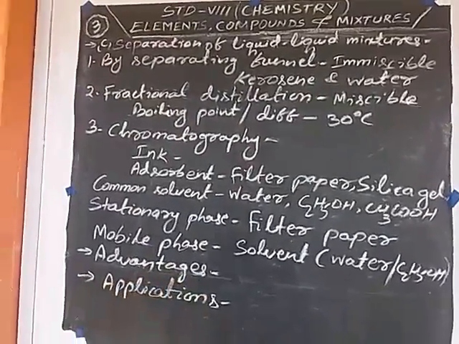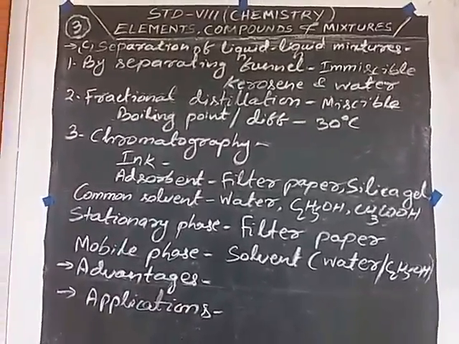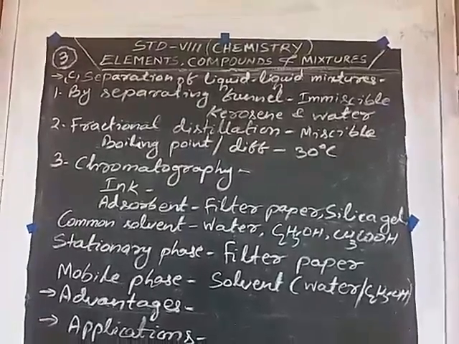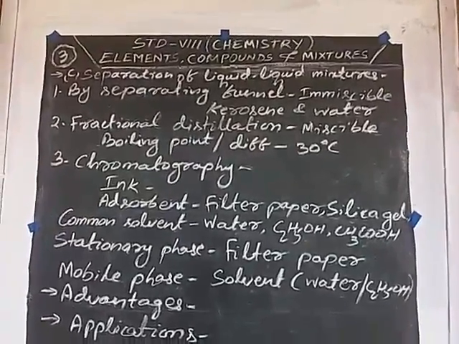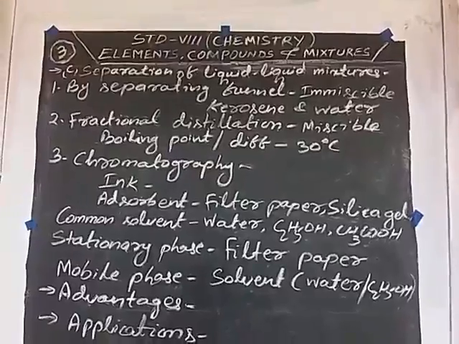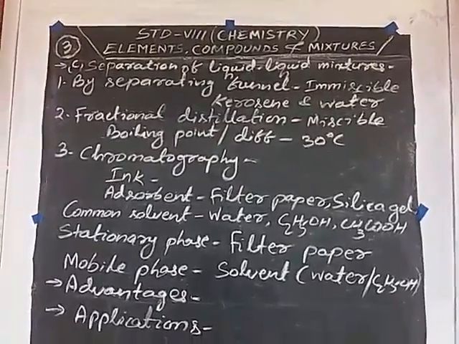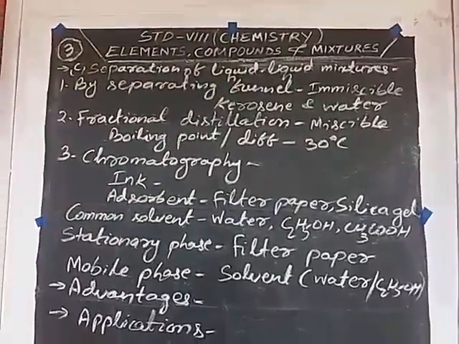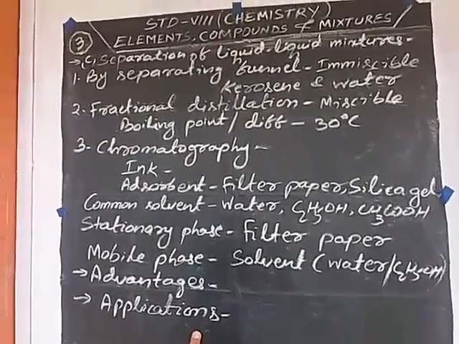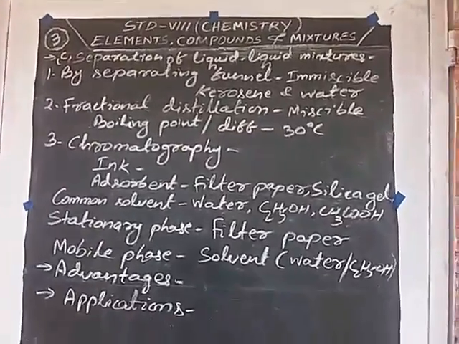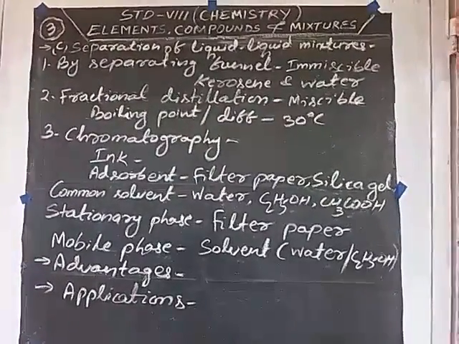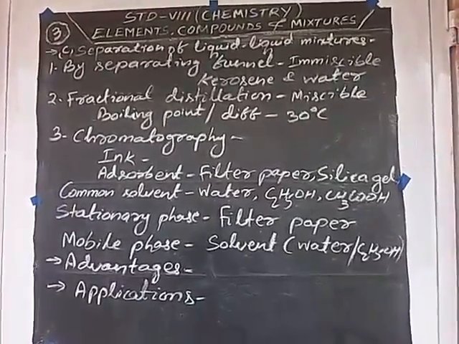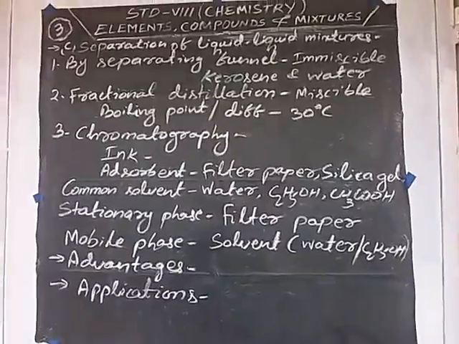Then the advantages of chromatography. A very small quantity of the substance can be separated. In ink, different types of colors are added, and you can separate them by the mobile phase. It identifies the different constituents of a mixture. It also helps in quantitative estimation of components of a mixture. Then applications. Chromatography can be used to separate colors in dyes, drugs and blood, pigments from natural colors, and to purify many industrial products.